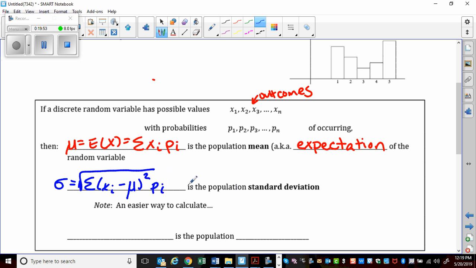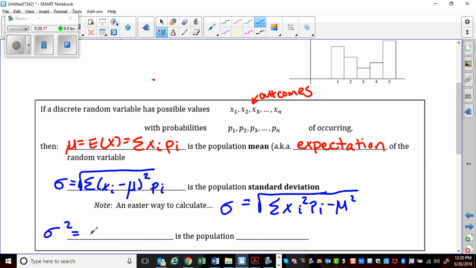This is called the standard deviation. An easier way to calculate the standard deviation is the square root of the summation of x sub i squared p sub i minus your mean squared. This is supposedly easier. The variance, which is the standard deviation squared, is just the summation. We square the other side also, so we get rid of that square root. The summation of x sub i squared p sub i minus the mean squared, right? Just this without the square root. It is the population variance. This is called the variance.